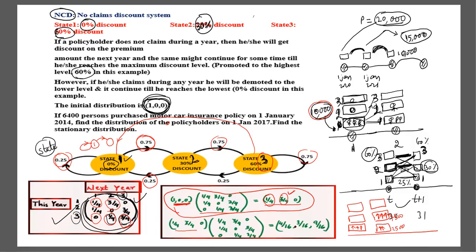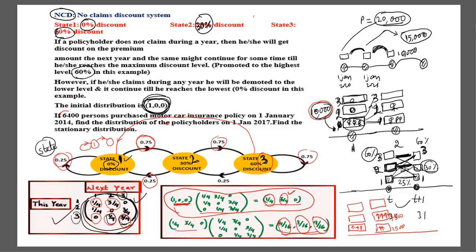The following year, the probabilities are like this. So 4 by 16, that is, out of 16, 4 will get 4 by 16, the ratio. This fraction, they will get 0% discount. This fraction, they will get, because we have started from 100, 30% discount. These will get 60% discount.